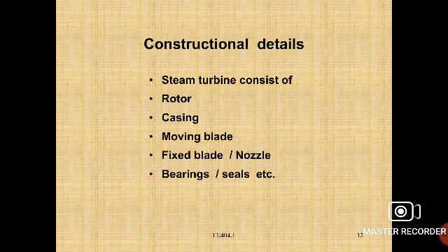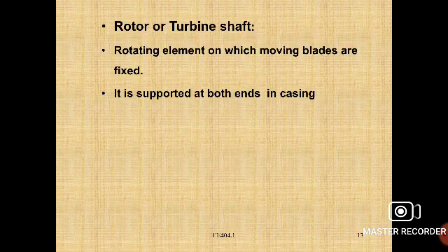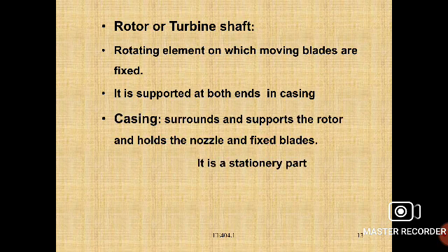So, construction details. A steam turbine consists of a rotor, casing, moving blades, fixed blades, bearings and seals, etc. The first one is the rotor shaft.